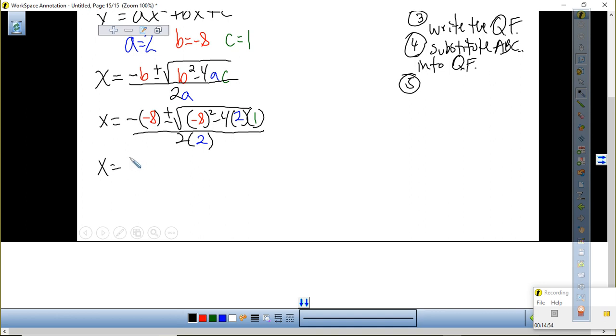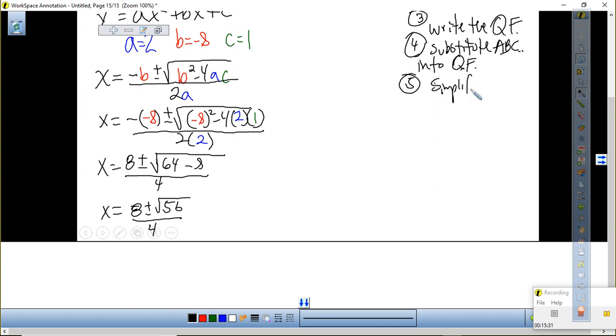What is negative times a negative? Positive 8 plus minus square root. What is negative 8 squared? 64. What is negative 4 times 2 times 1? Over 2 times 2 is 4. X equals 8 plus minus square root 56 over 4. What would we call this? Tell your neighbor, please. That is correct. Simplify. Step 6. Pay attention to this part.